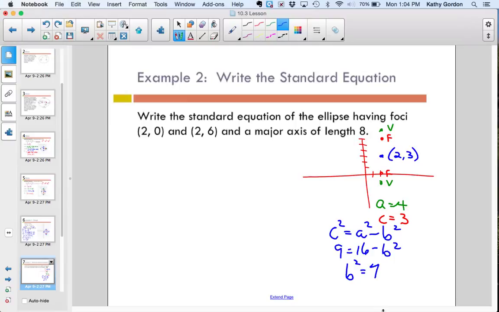And here's the nice part. That's really as far as I have to go, because what do I actually need in the equation? B squared. So I don't actually have to go the extra step to get B by itself, because I'm just going to re-square it anyway.